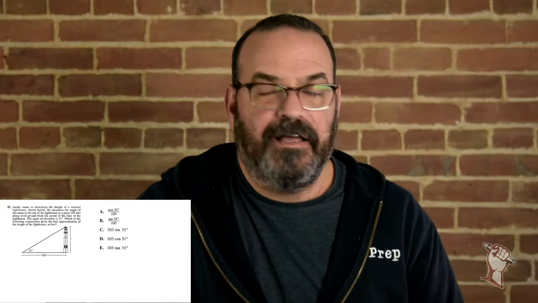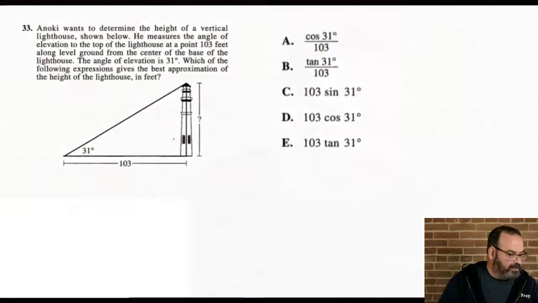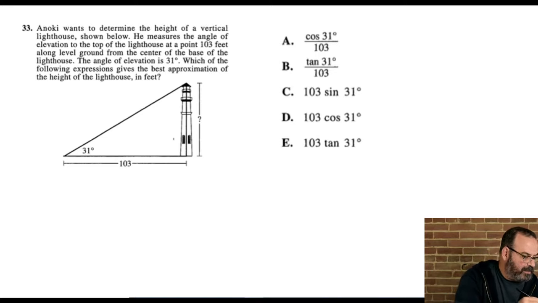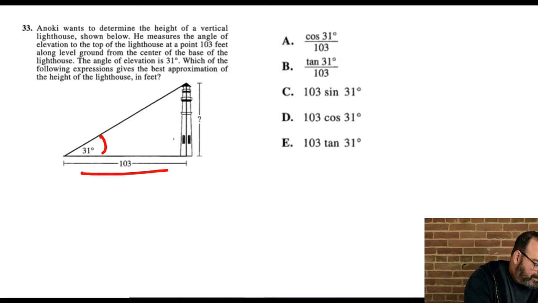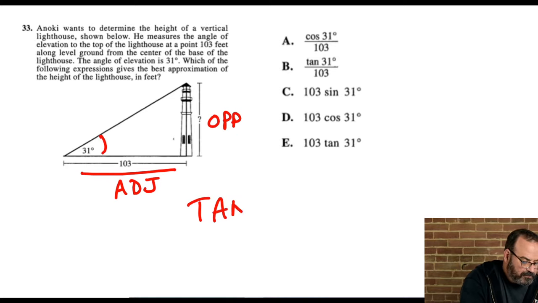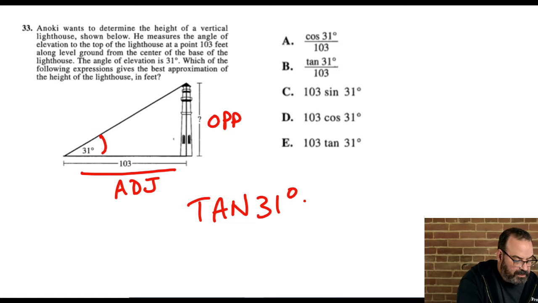We're rolling now. Here is a little twist to it, and that is they give the angle and one of the sides, and they're asking for the opposite side. They say they want to determine the vertical height of the lighthouse. They measured 103 on the ground, and they did the angle. It's 31. This is 103. It is the adjacent side. They want the opposite side. So the tangent of 31 degrees is equal to the unknown opposite side over 103.